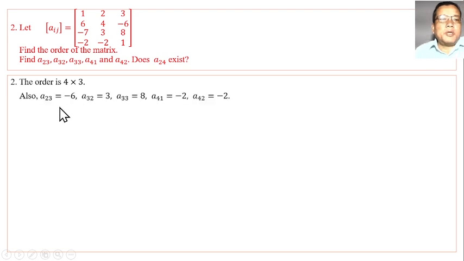The order is 4 by 3, and A of 2 3 is -6. A of 3 2 is 3, A of 4 1 is -2, and A of 4 2 is -2. Thus A of 2 4 does not exist, as the matrix has only three columns.